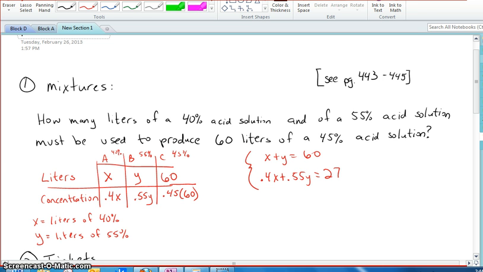Once you choose if you want to use substitution or elimination, you'll eventually get to the point where you know 40 liters of the 40% solution and 20 liters of the 55% solution. I'm not going to solve these. I'm not going to show you how to use substitution or elimination. Hopefully you already know how to do that. If not, you should reference the videos on substitution and elimination.